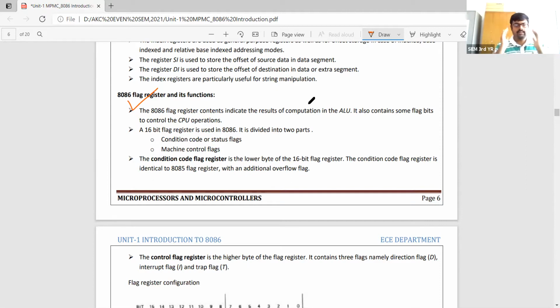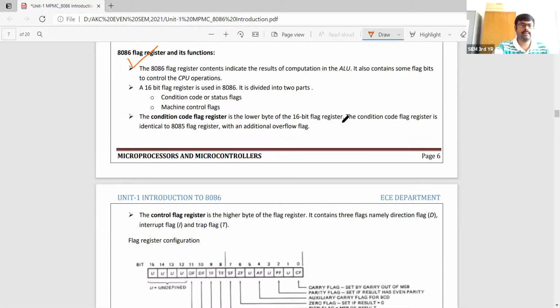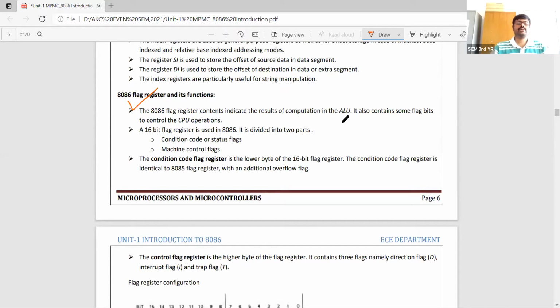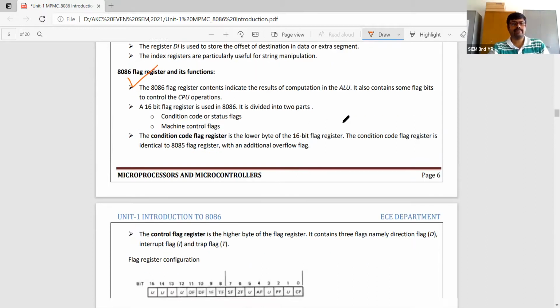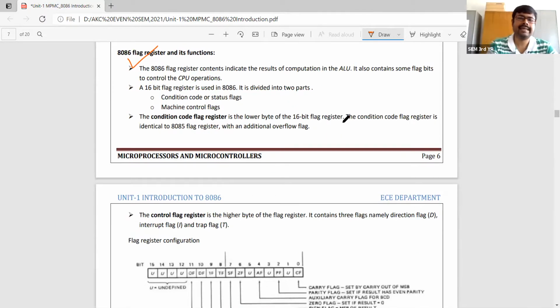Okay, so we'll move to our last topic for today's class, that is the 8086 flag register and its function. In the case of the 8085 also, there is a flag register organization. In this case also, we have the flag register and different tasks associated with it, which we will see. The 8086 flag register contents indicate the results of the computation in the ALU, that is the arithmetic logic unit.